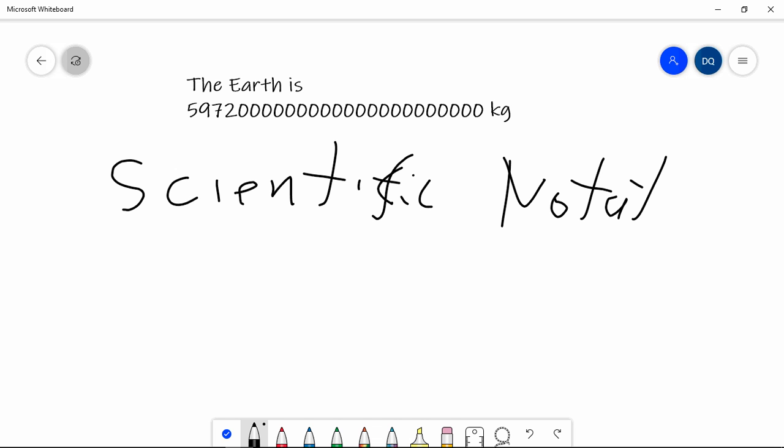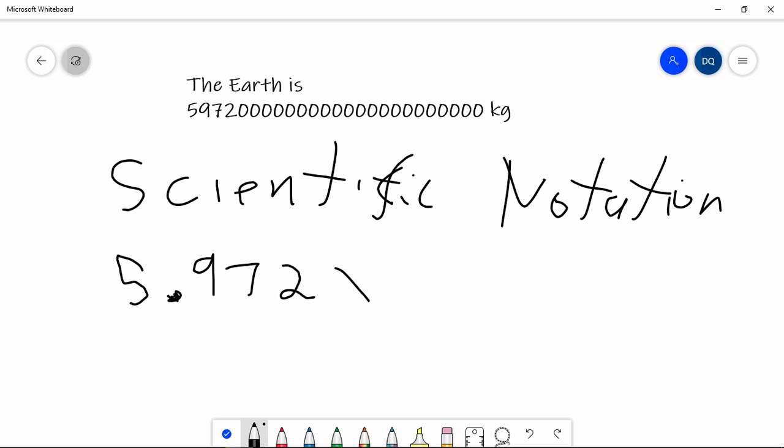And the way scientific notation works is you take the important numbers, we call them the significant figures, 5.972. Now you can see this is a small number, 5.97, it's almost 6, much smaller than that number, but it's got a lot in common with it. It's got everything but the zeros.